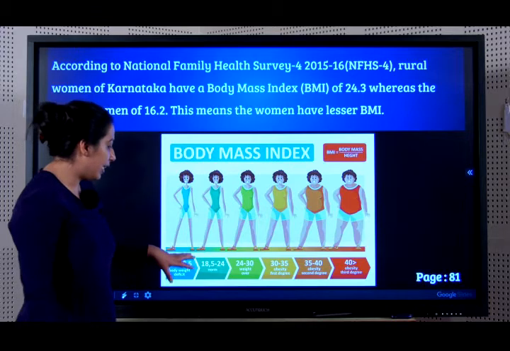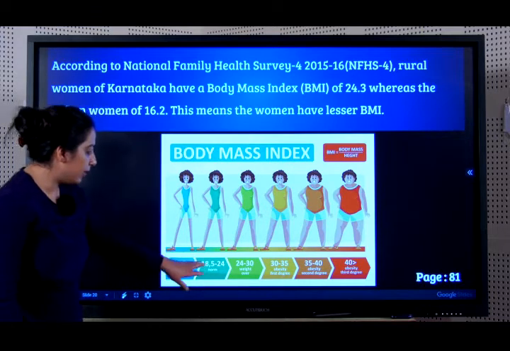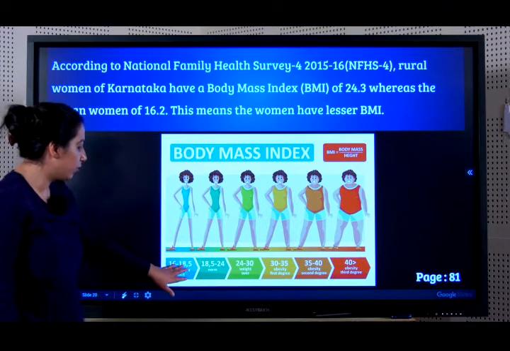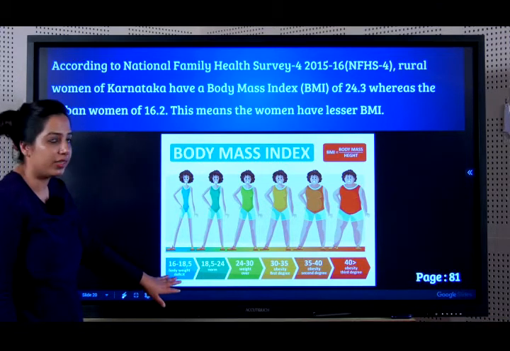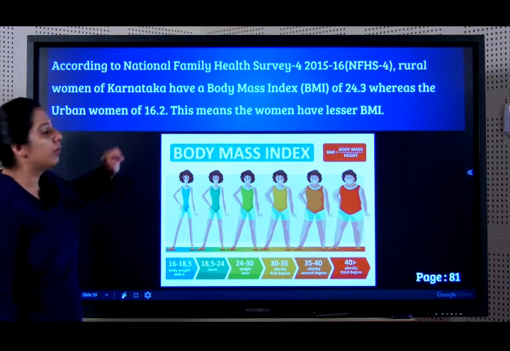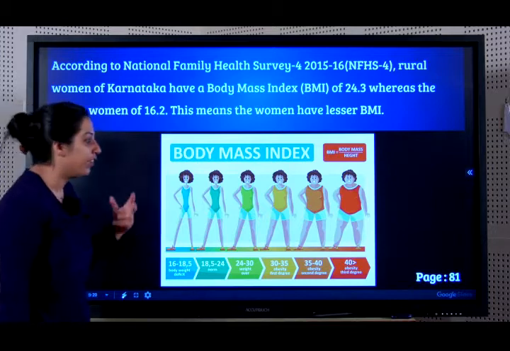So if it is less, normal is 18.5 to 24, and 16 to 18.5 is deficit. If you notice, for most urban women it's just 16.2, which means it is deficient.